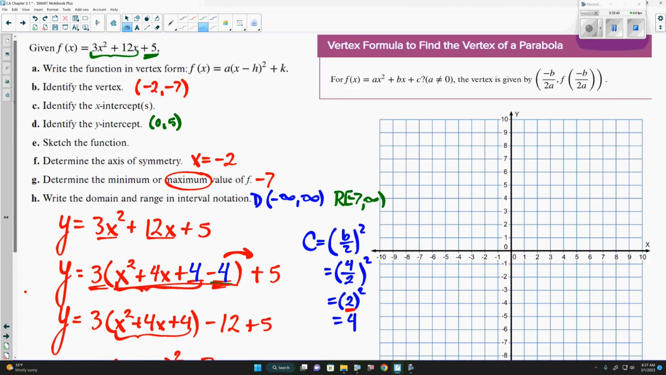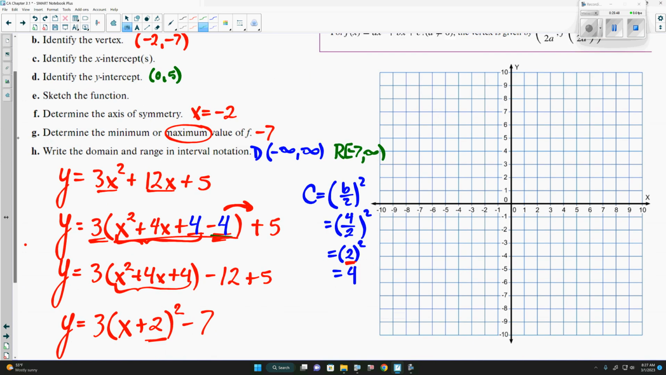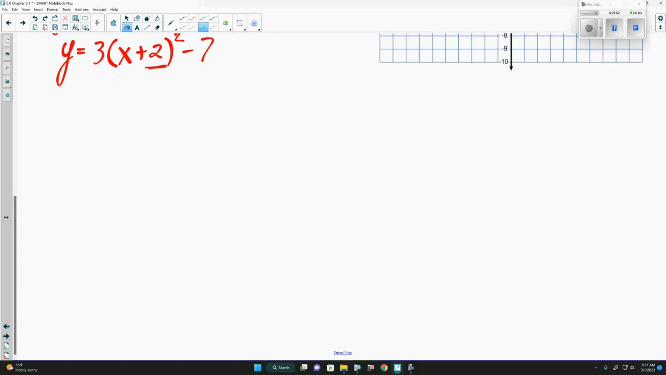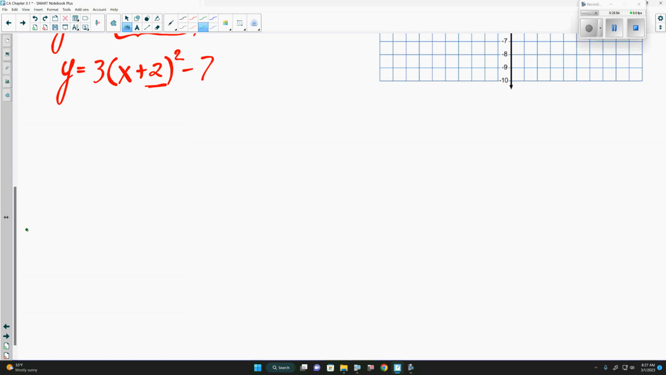Now, to find the x-intercepts, we really just need to solve this, because we set it equal to 0. And if we have it in vertex form, I would use this here.